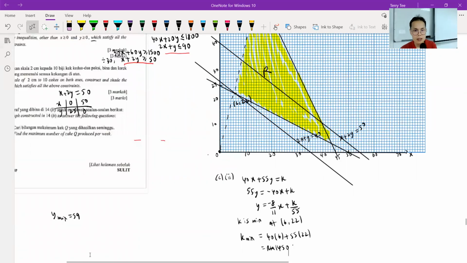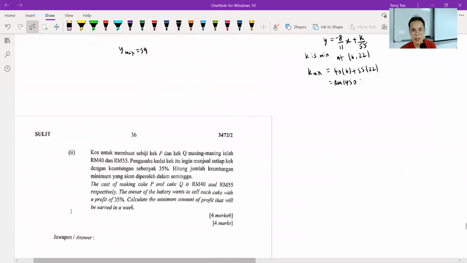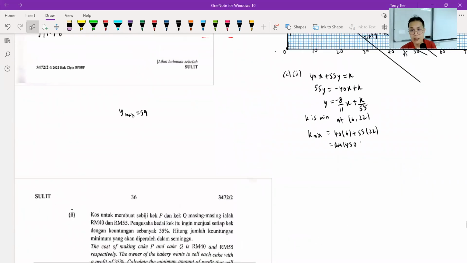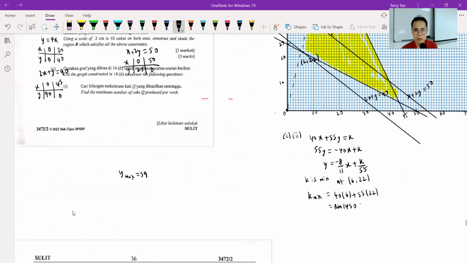The question says the profit must be 35%. Okay, actually there are 2 different ways of counting a profit. One is called a markup. One is if you talk about profit based on the selling price, right? So if you say your profit of 35% is based on your selling price, then 65% is cost, right?